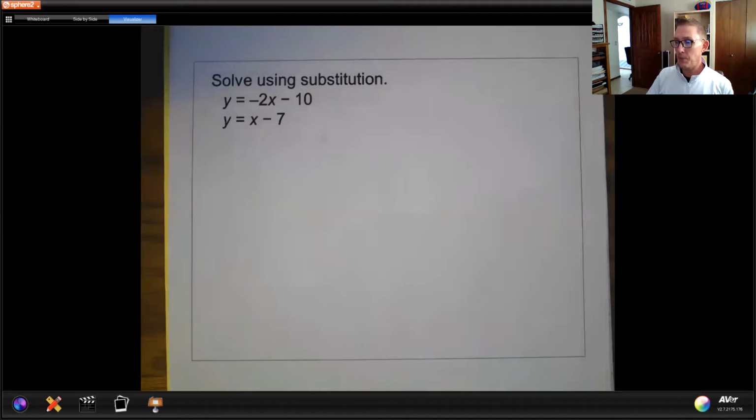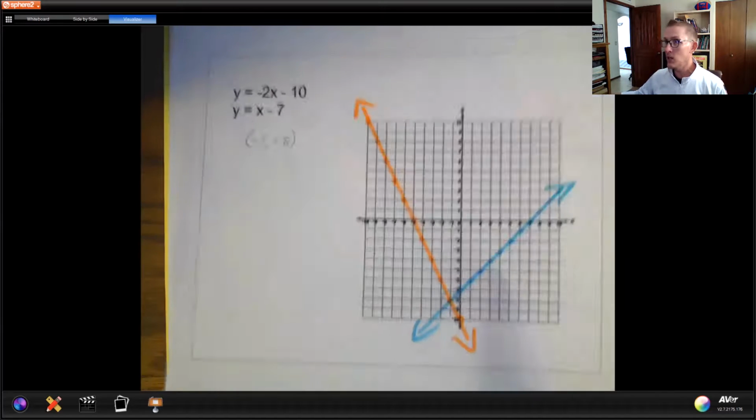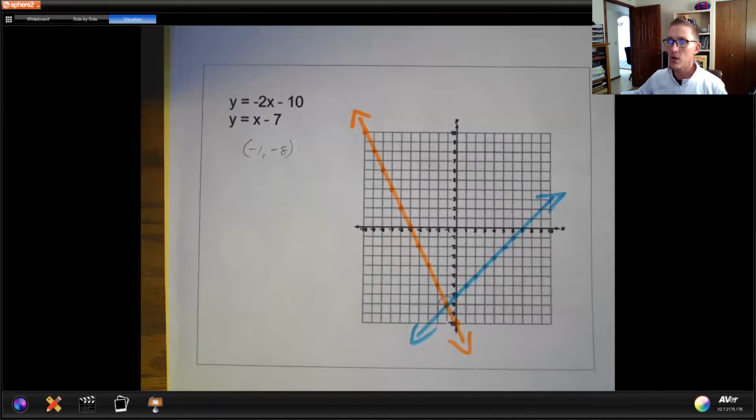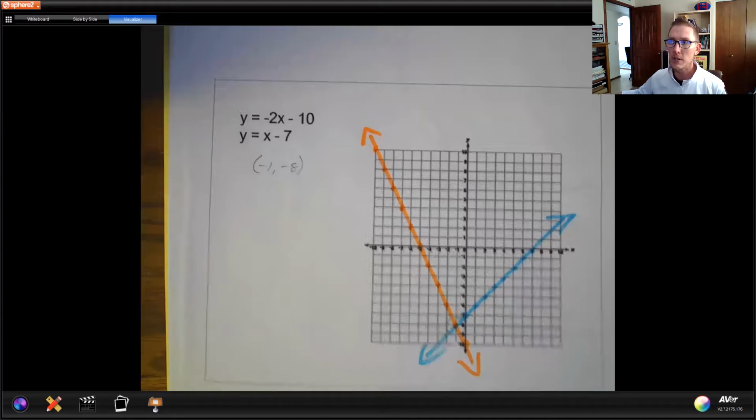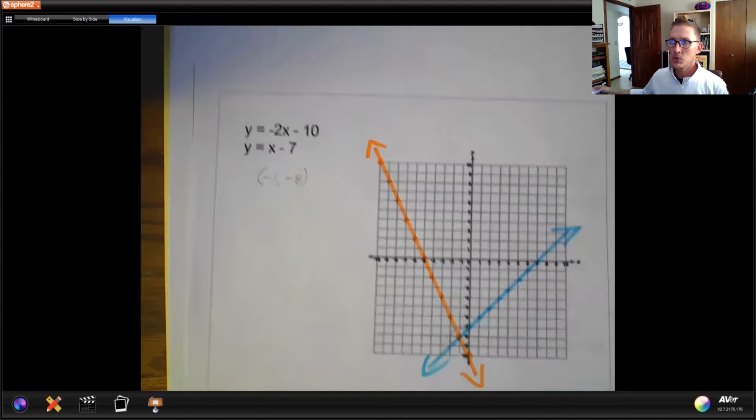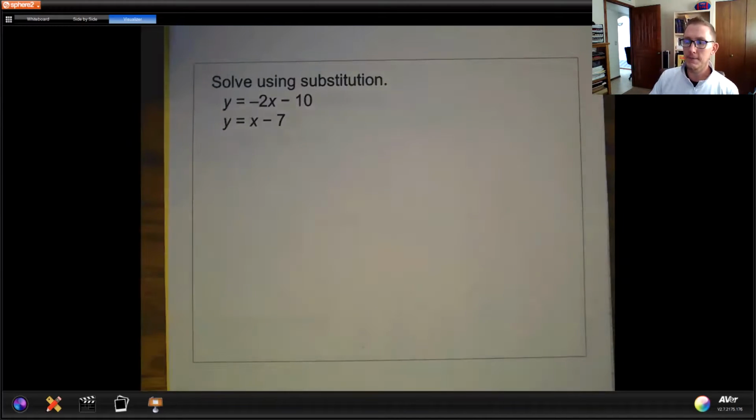And our first example should look familiar to you. y equals negative 2x minus 10, y equals x minus 7. This was the example we used at the very beginning when we graphed. So if we go back to the example at the beginning, we already graphed this, and we already know that the solution is supposed to be (-1, -8). So now let's do it algebraically.